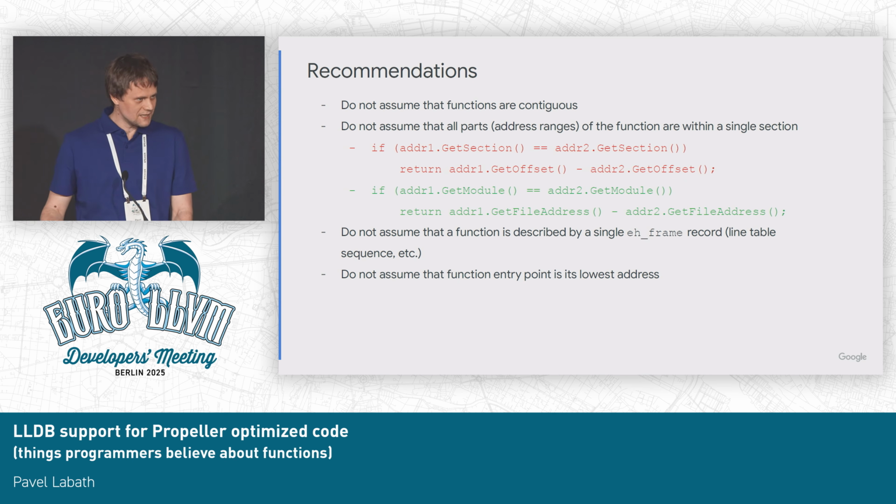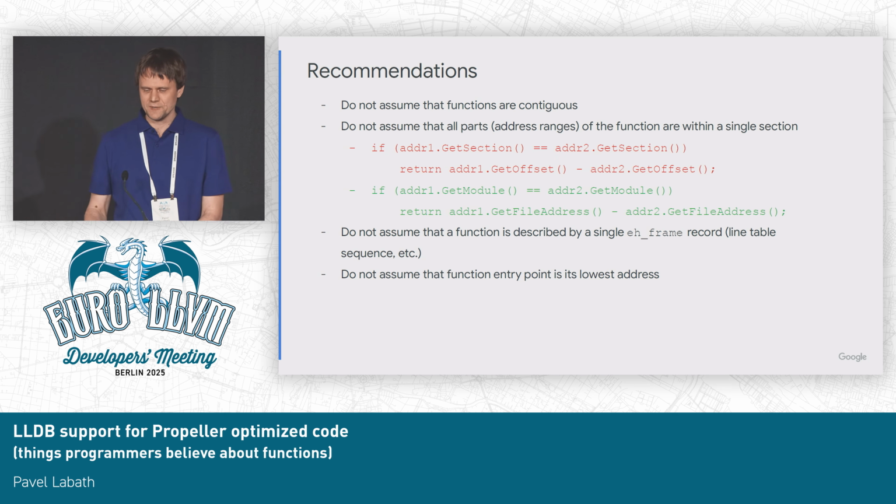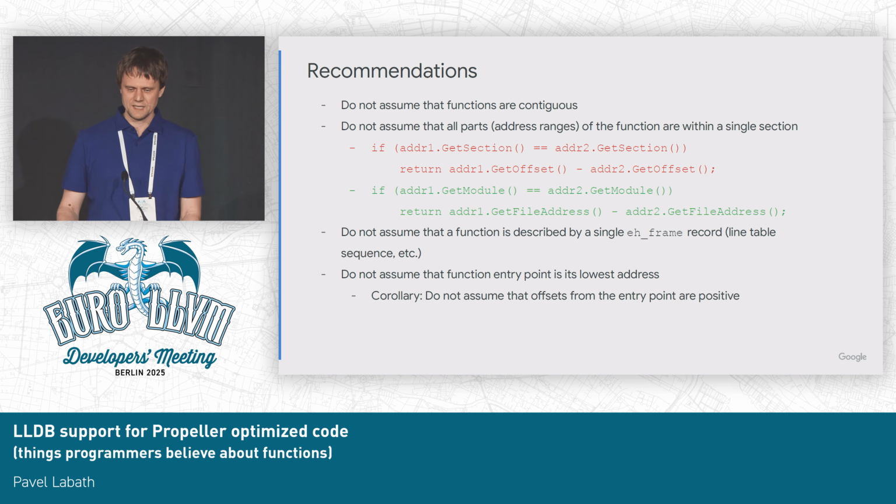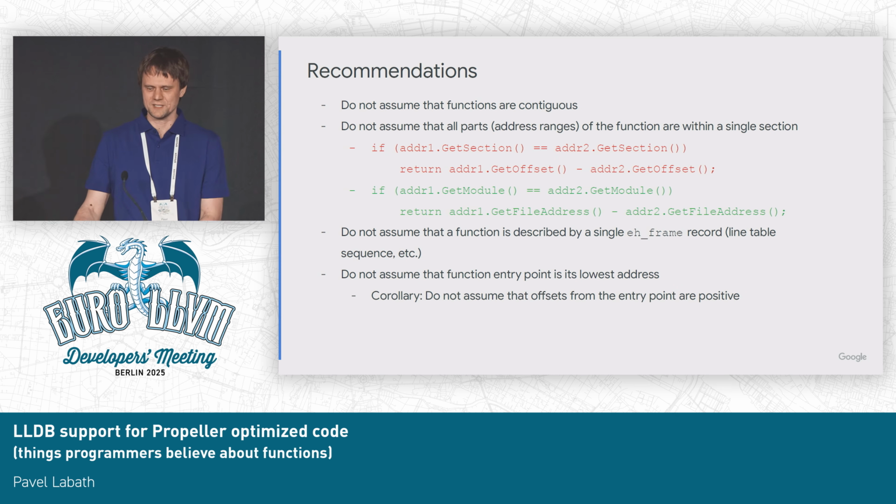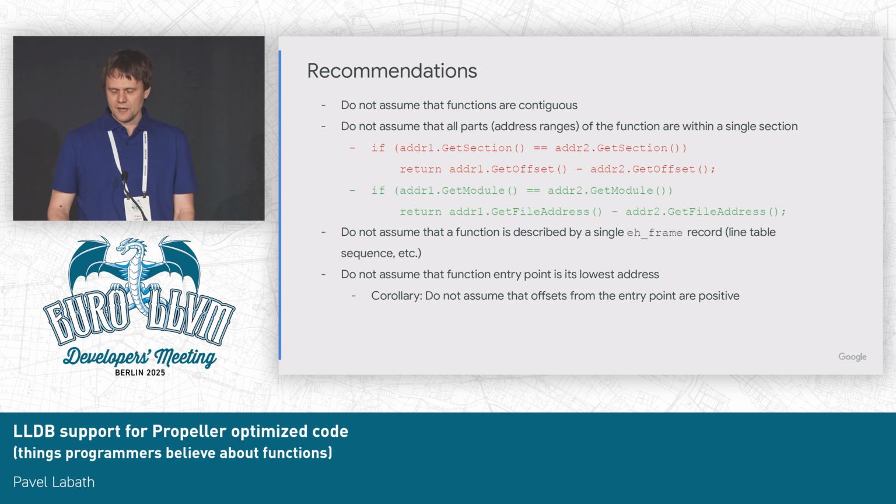The next one is kind of obvious, but I think it's worth mentioning separately. Do not assume that offsets from the entry points are positive. So anytime you want to figure out how far into a function you are, you must be prepared to handle the case that this value will be negative. That's all the recommendations I had.